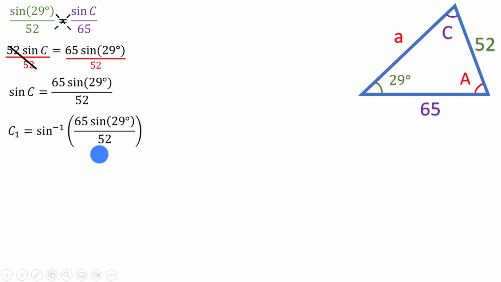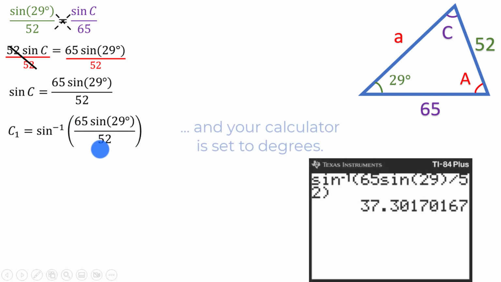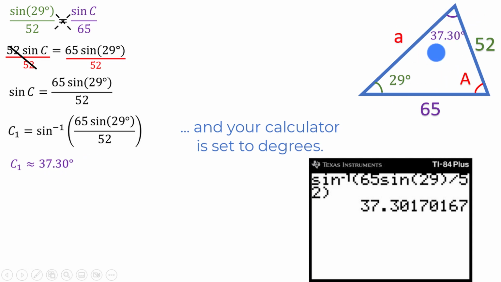Dealing with the law of sines in problems like these, you will typically have a positive angle, meaning you will have an angle in quadrant 1. There will be another angle in quadrant 2 that has the same y-coordinate, or the same sine, and you need to also solve for that angle. Firstly, if you plug this into your calculator, you will get 37.3 degrees. That is one of the possible angles for C on our triangle. But there's also another angle.